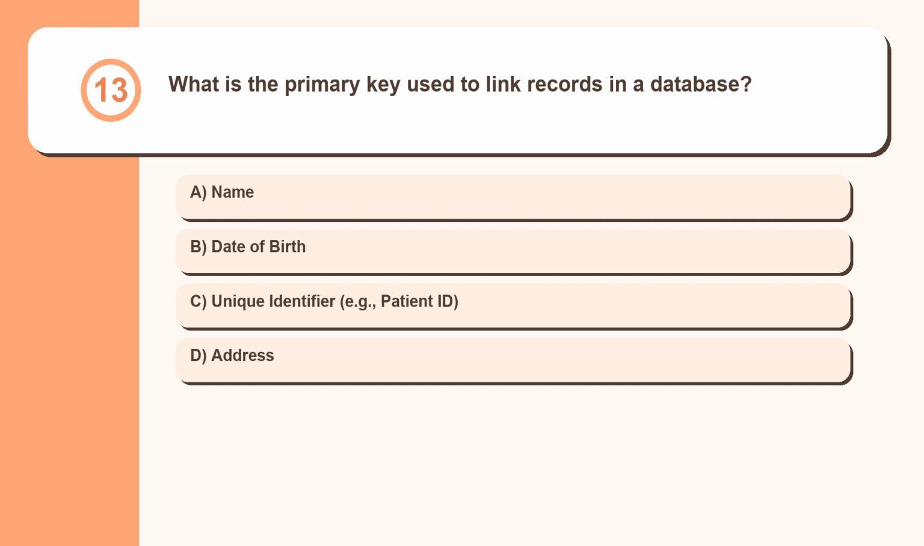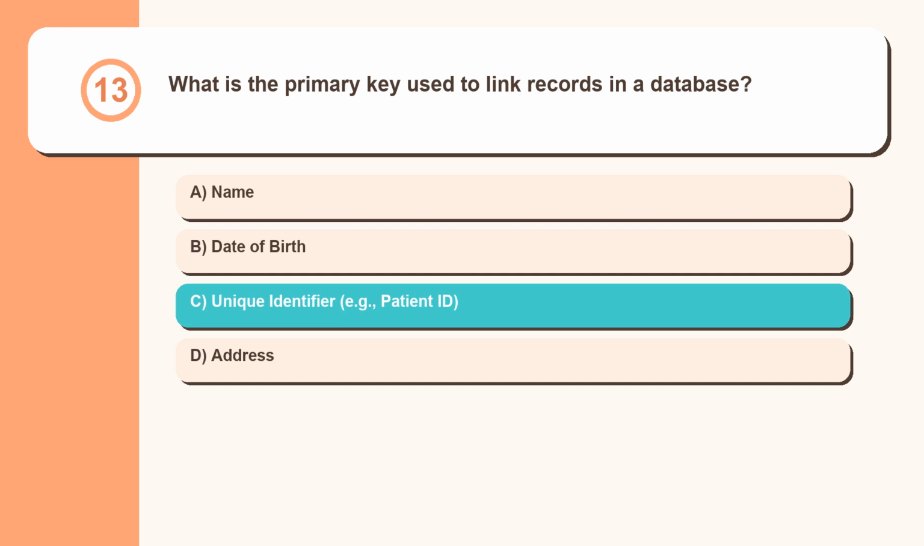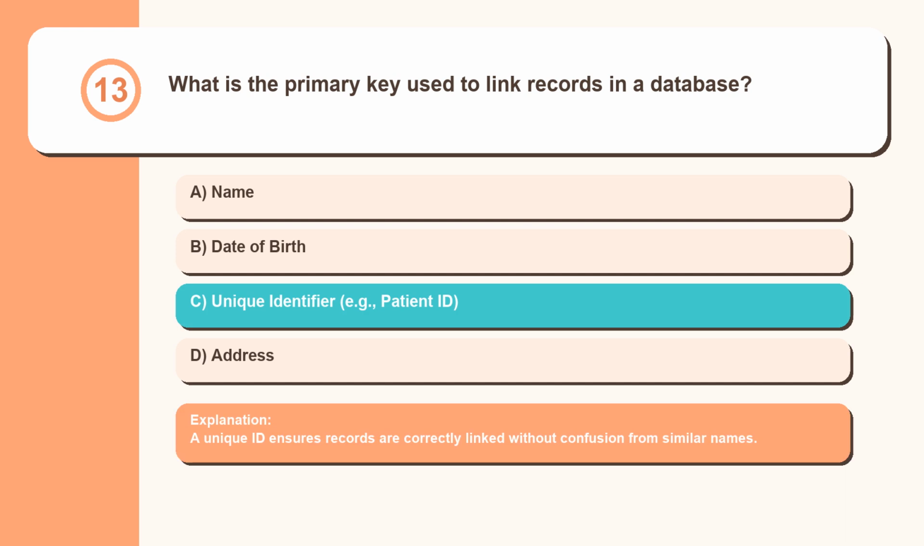Question 13. What is the primary key used to link records in a database? Name, date of birth, unique identifier (for example, patient ID), address. A unique ID ensures records are correctly linked without confusion from similar names.